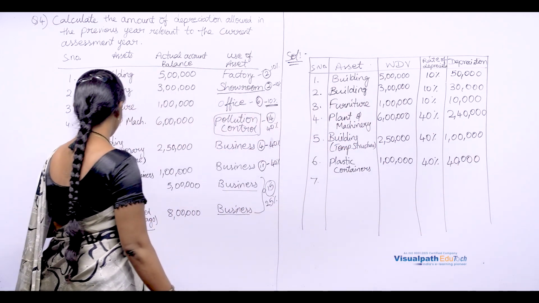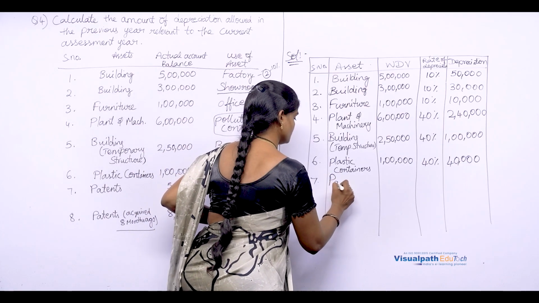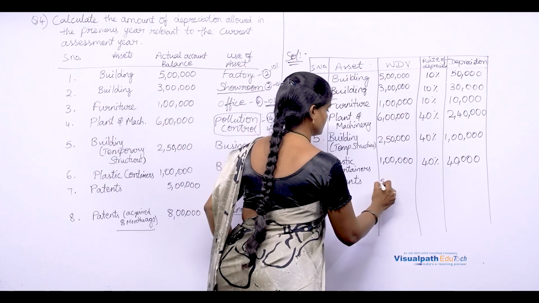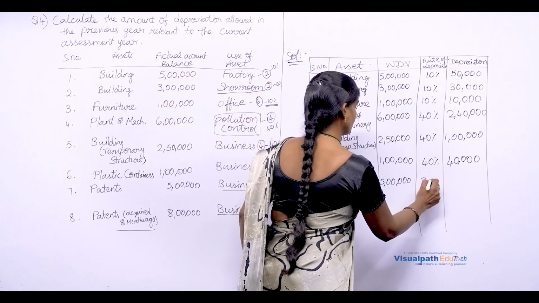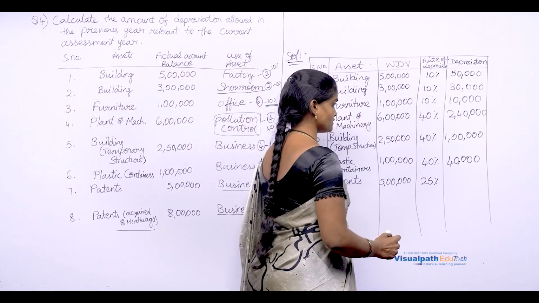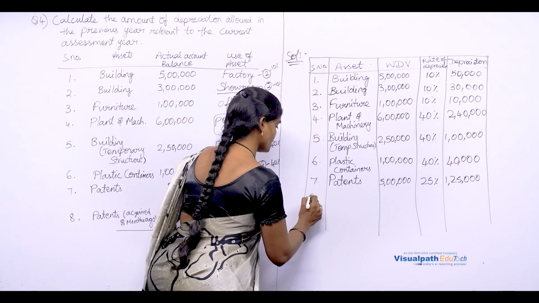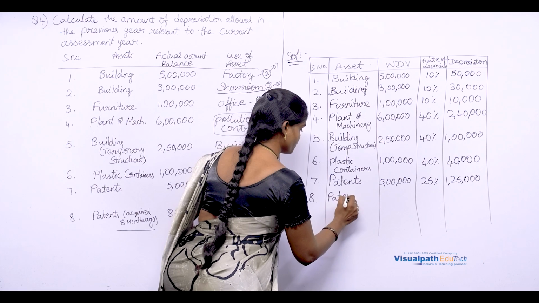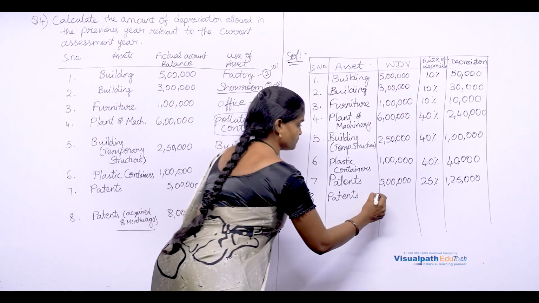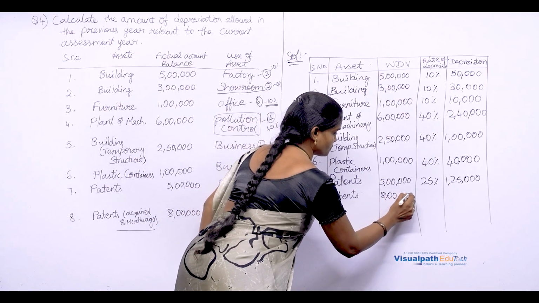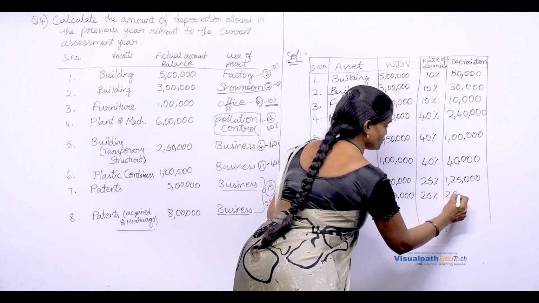Next, seventh one, patents, 5 lakhs. 25% of 5 lakhs is 1 lakh 25,000. Next, eighth one, patents whose value is 8 lakhs. Again 25%. 25% of 8 lakhs is 2 lakhs.